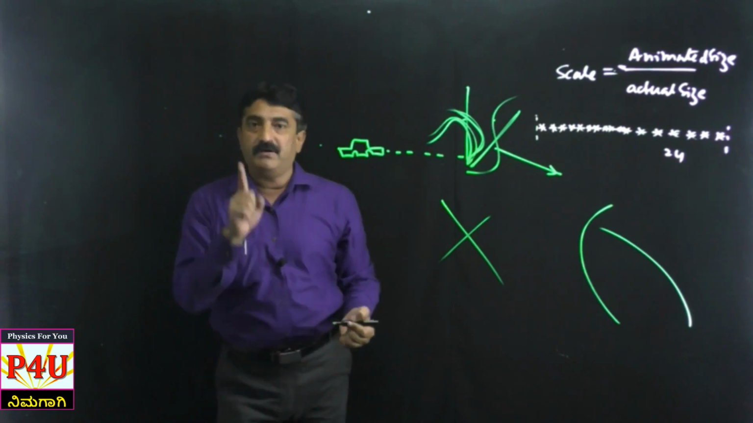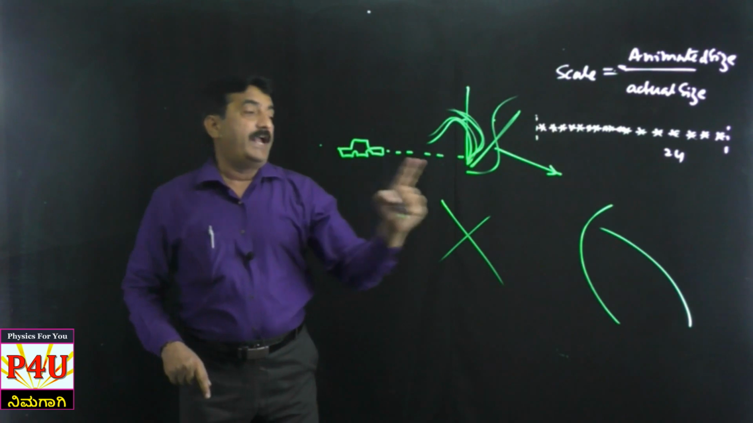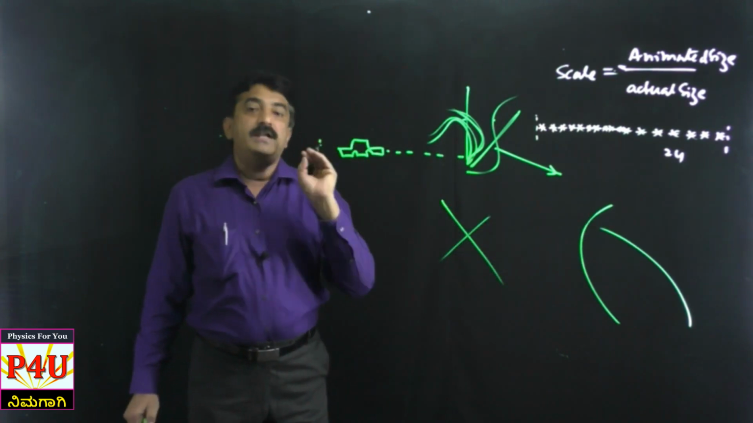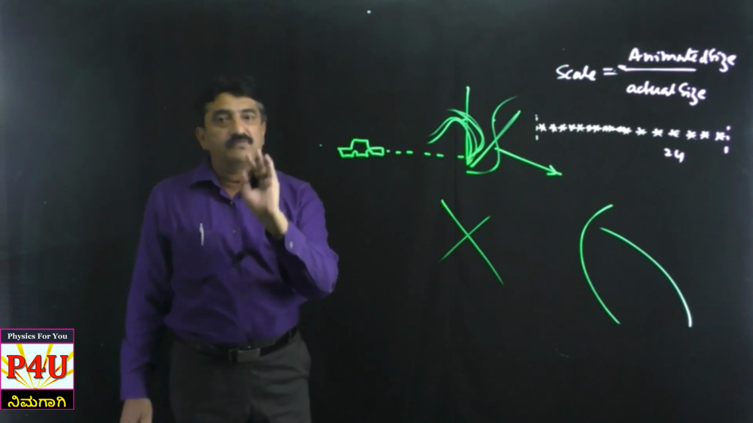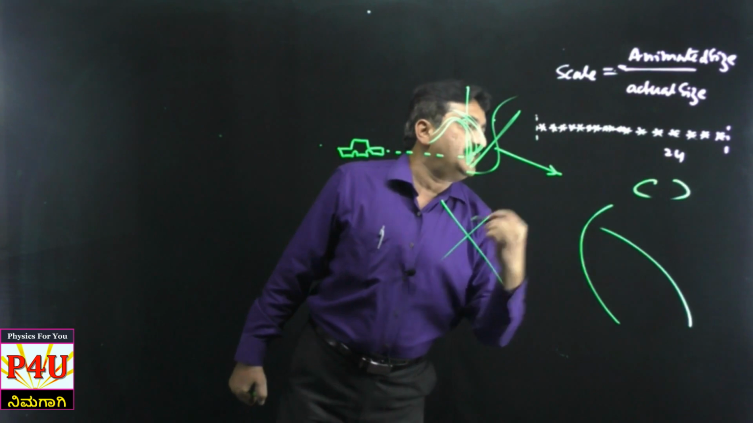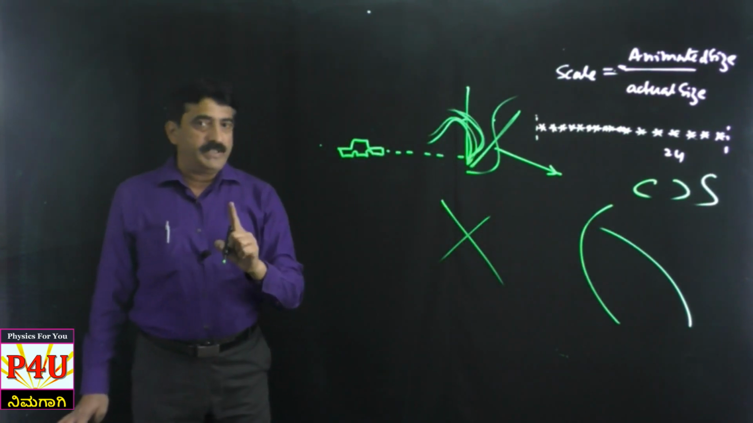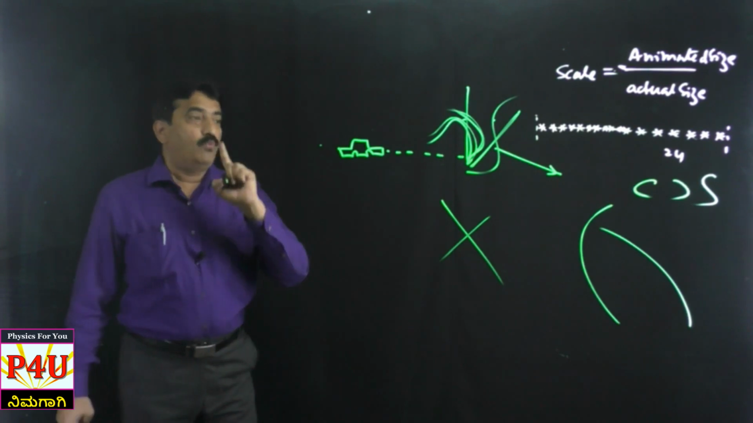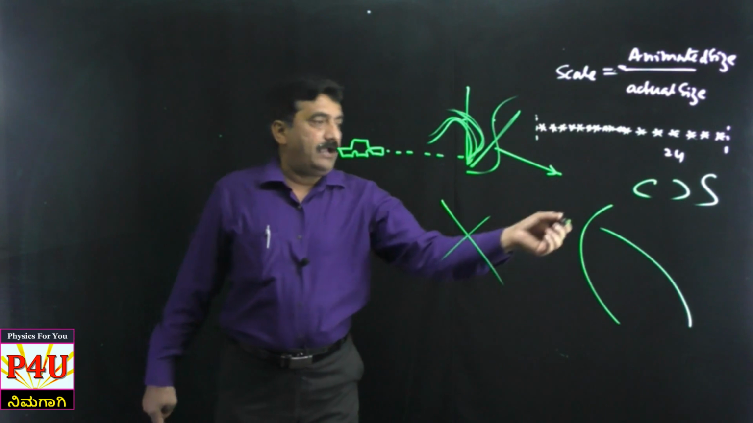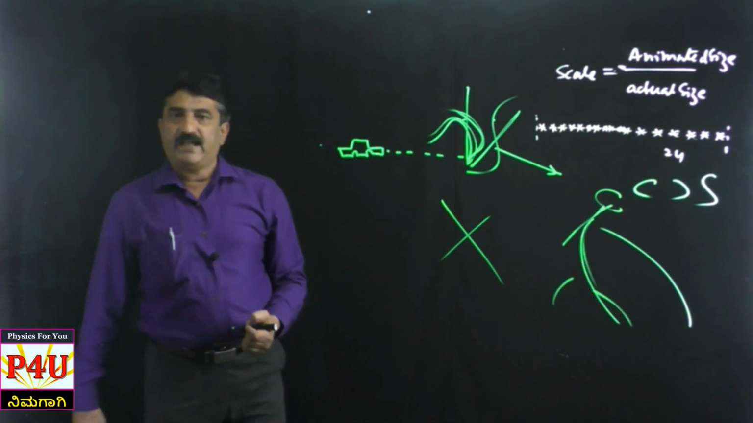Line of action is nothing but the line along which the character's body moves. It gives a better impression. And normally, there are three shapes for line of action. Namely, C shape, reverse C shape, and S shape. Right? So, a better cartoonist, a better animator, what will he do? First, he will decide the line of action. And accordingly, he will design the character.